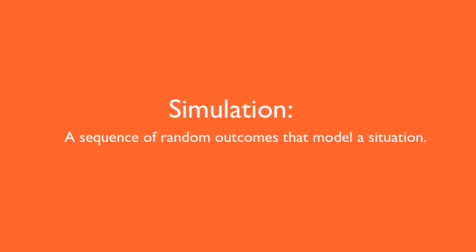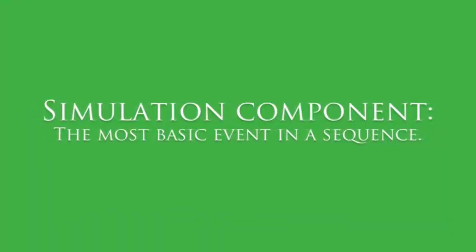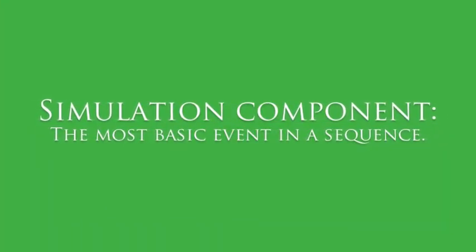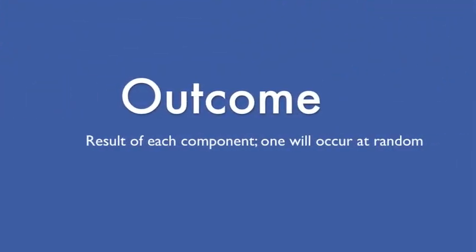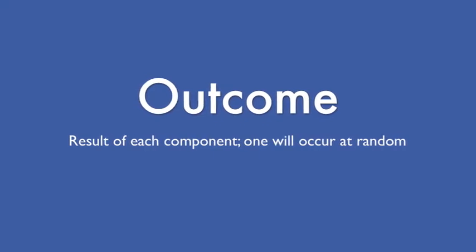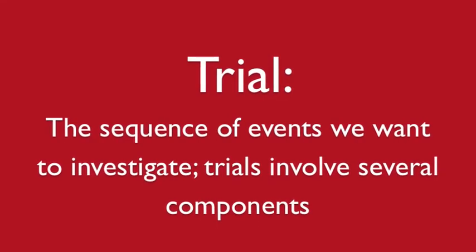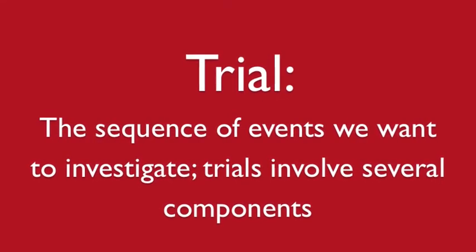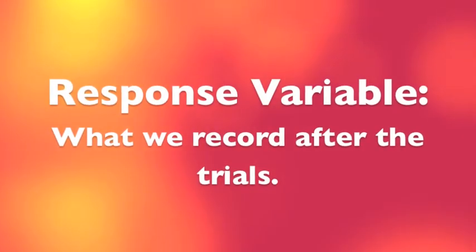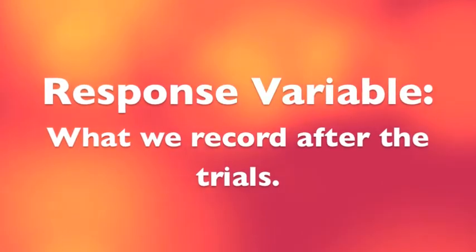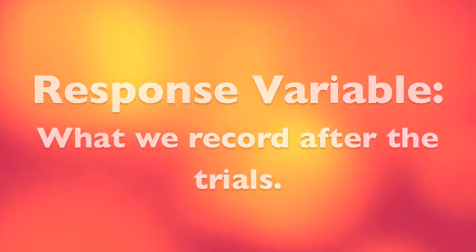To begin with, a simulation contains a sequence of random outcomes that model a situation. Additionally, a simulation component is the most basic event in a sequence. Furthermore, each component has a set of possible outcomes, one of which will occur at random. The sequence of events we want to investigate is called a trial, which usually involves several different components. The last vocabulary word is response variable. A response variable is what we record after the trials, or the end result.